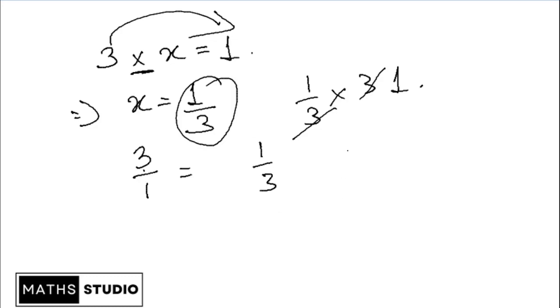Suppose let me take another example, minus 4. So in case of minus 4, what will happen? Minus 4 means minus 4 by 1. So the multiplicative inverse will be 1 by minus 4.